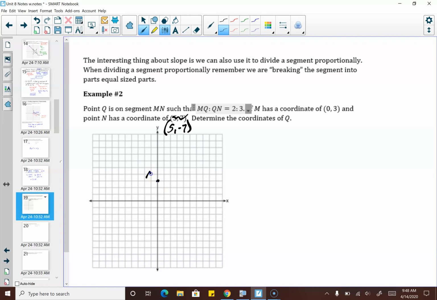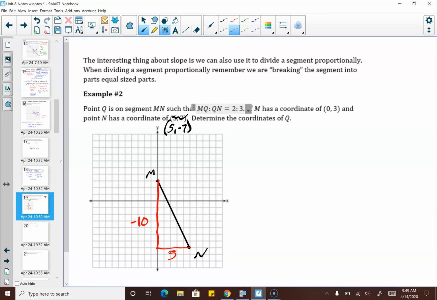So the first thing we want to do is graph them. So there's M (0, 3), and then 1, 2, 3, 4, 5, and there's N at -7. And we're going to connect them with a segment. The easiest way to do this is still to do it graphically. And just like we do with our midpoint, the first thing we want to do is count our slope. So we have to go down 1, 2, 3, 4, 5, 6, 7, 8, 9, 10. So we're down 10, and we're over 5.